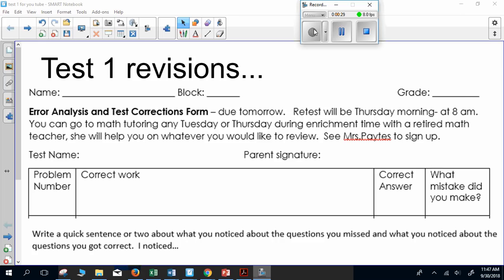At the very, very bottom, after you've corrected all of the questions that you missed, you need to write me a quick sentence or two about what you noticed about the questions you missed and what you noticed about the questions you got correct. The sentences should start with, I noticed. So what you can do is you can click through this and just work with me on the questions that you missed on the test. And then when you're done, you can get to work on the other activity that everybody else in the class is working on today. Thank you so much for your cooperation.